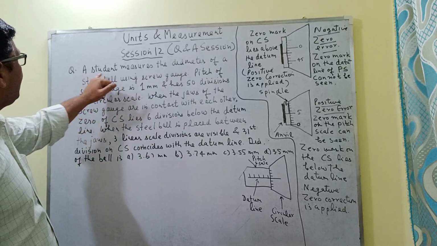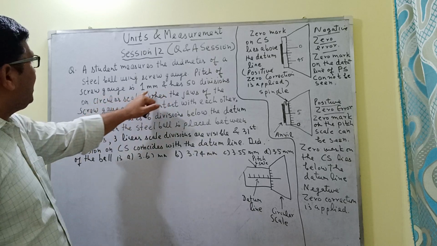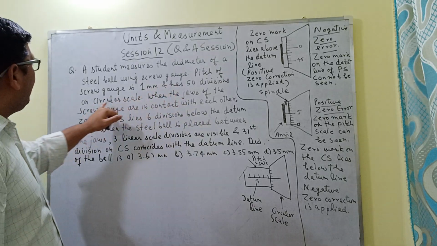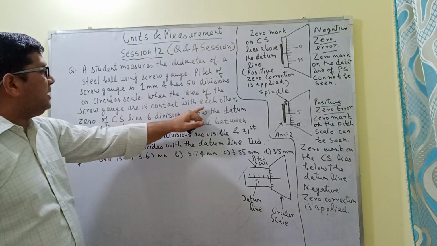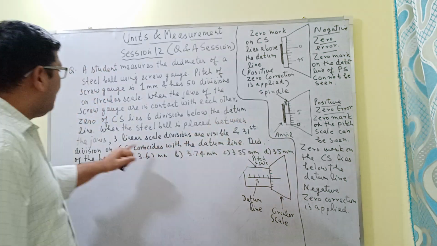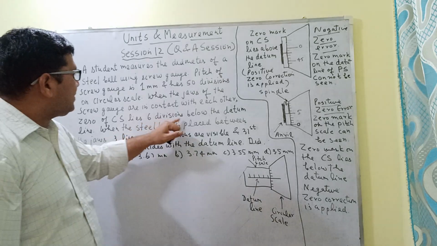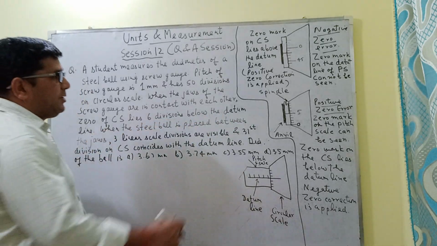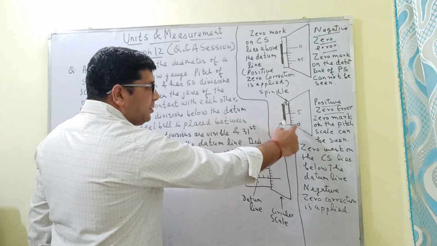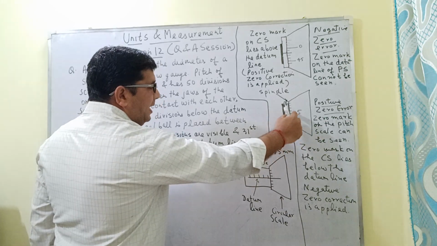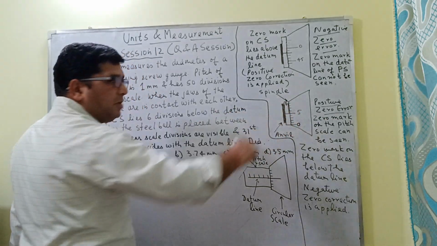So here the question is, a student measures the diameter of a steel ball using the screw gauge. The pitch of the screw gauge is 1 mm and it has got 50 divisions on the circular scale. When the jaws of the screw gauge are in contact with each other, जैसा मैंने अभी आपको बताया, then in that case the zero of the circular scale lies 6 divisions below the datum line. This is the datum line, and the zero of the circular scale is lying 6 divisions below it.